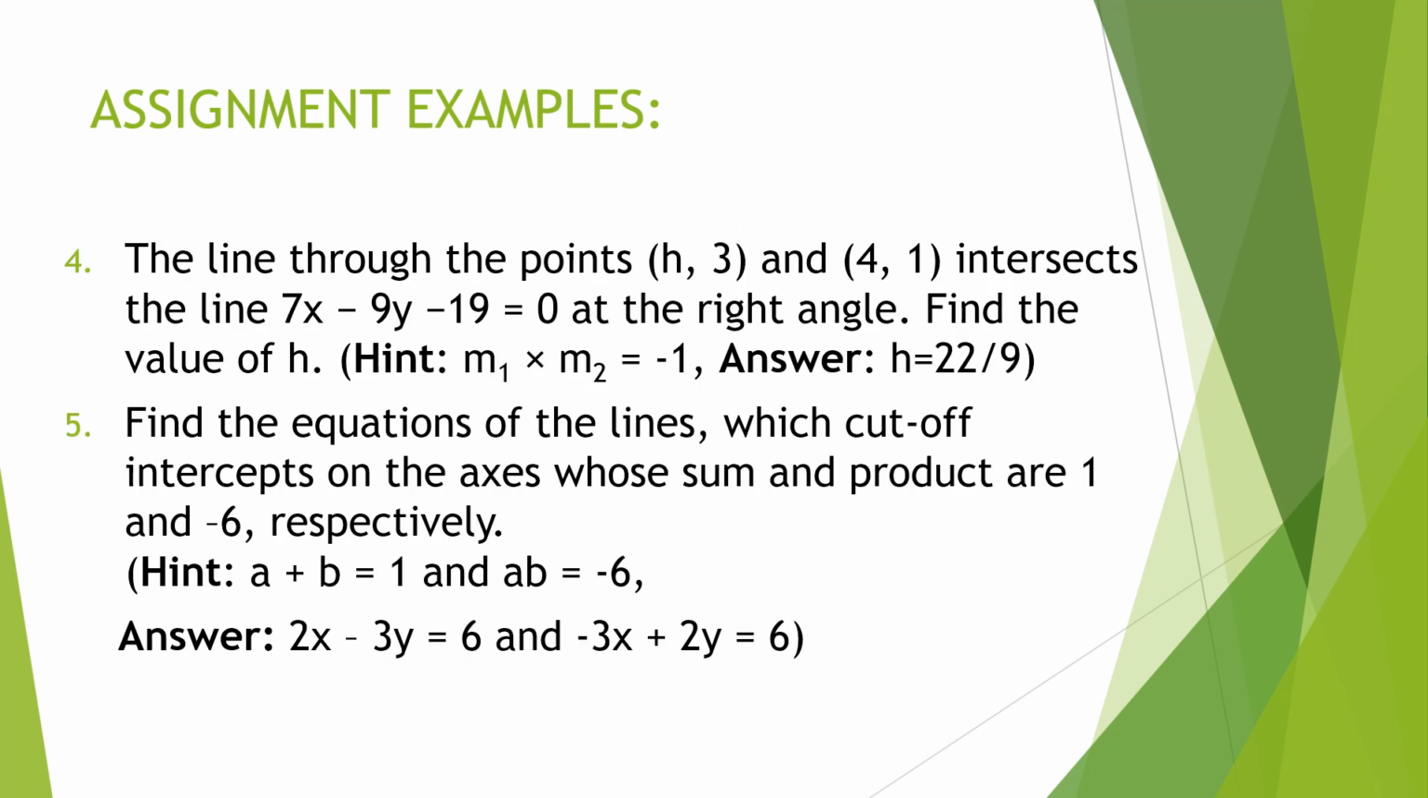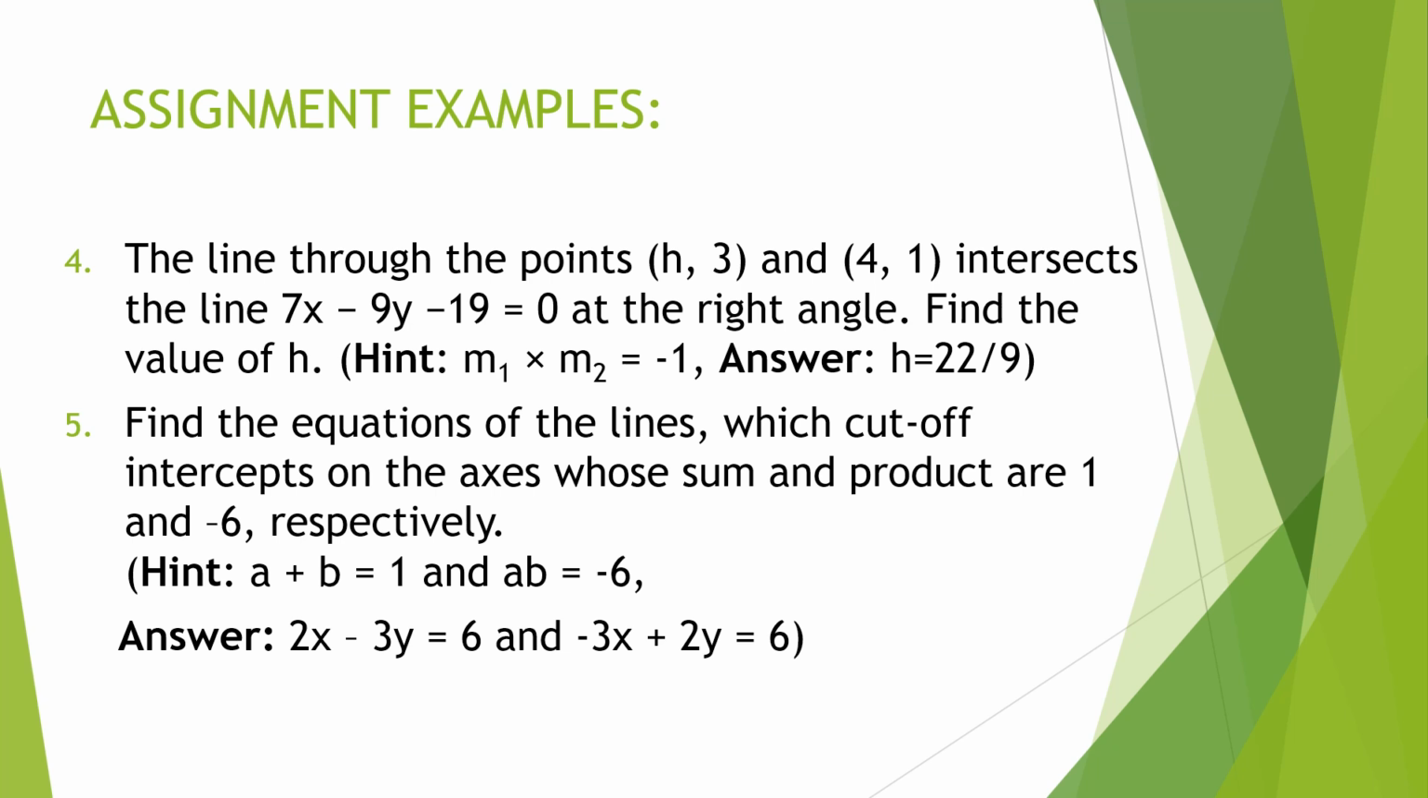Assignment example 4. The line through the points (h, 3) and (4, 1) intersects the line 7x minus 9y minus 19 equal to 0 at right angle. Find the value of h. So again over here right angle means they are perpendicular. So m1 into m2, the product of the slopes of the two lines, is minus 1. Use that, so you will get the answer of h as 22 by 9.